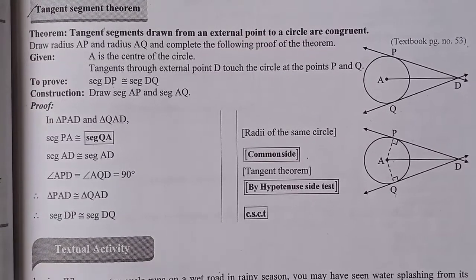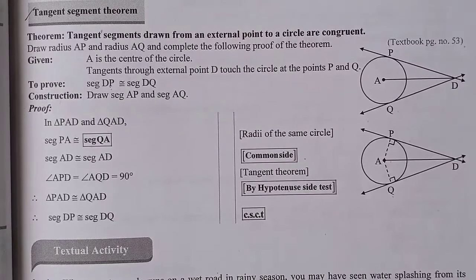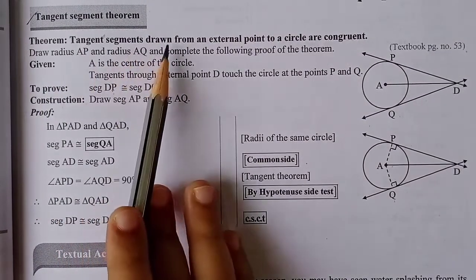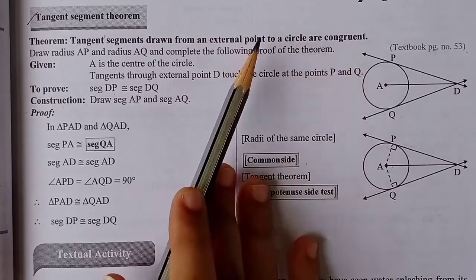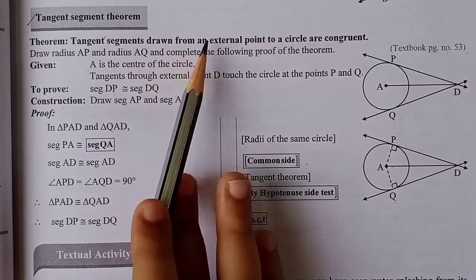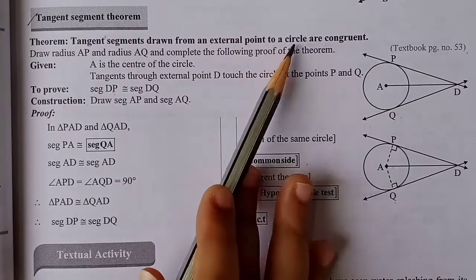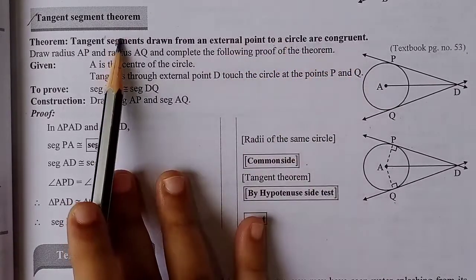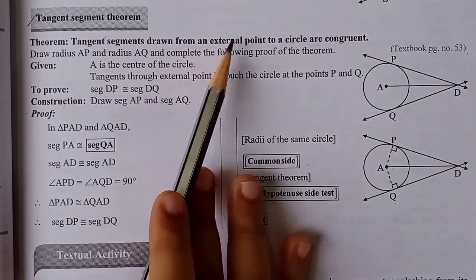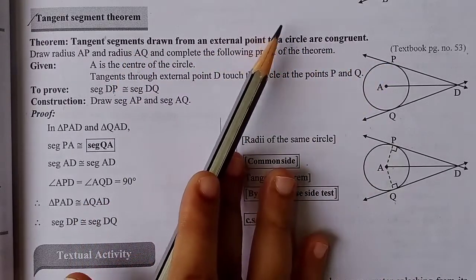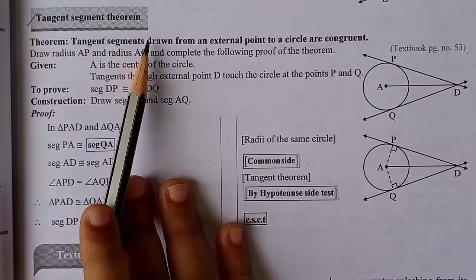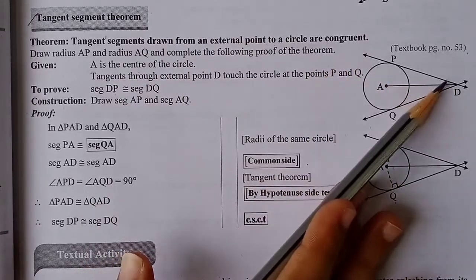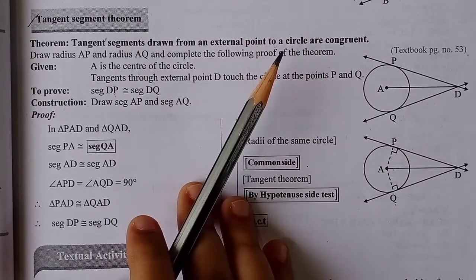Now the next theorem is the tangent segment theorem. So what is the statement for it? Tangent segments drawn from an external point to a circle are congruent. This means there are two tangents. Drawn from an external point means there is a point which is common to these two tangents. From this point you have to draw the tangents to the circle.